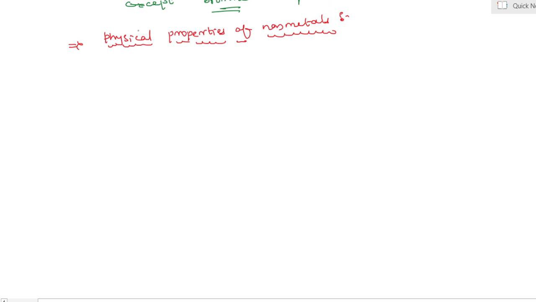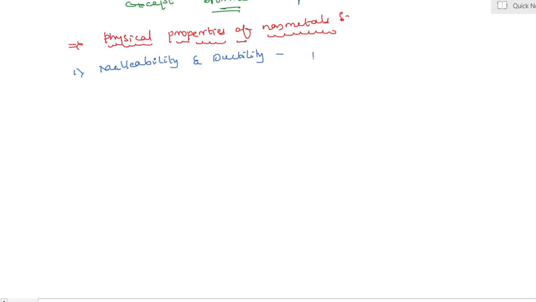Physical properties of non-metals. Malleability and ductility. Non-metals are neither malleable nor ductile. That is, they cannot be beaten into thin sheets or drawn into wires.